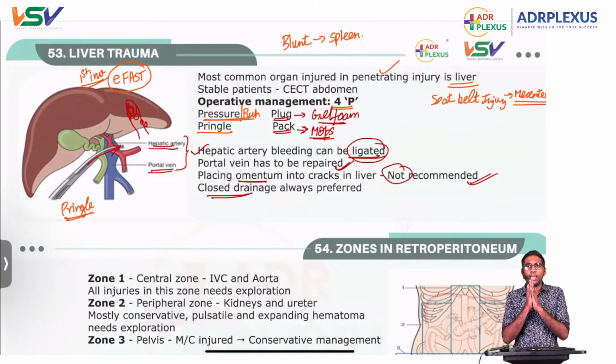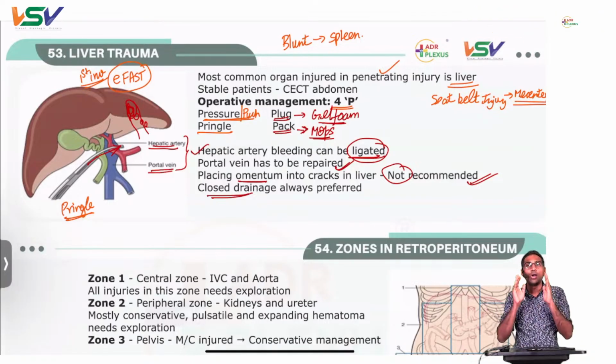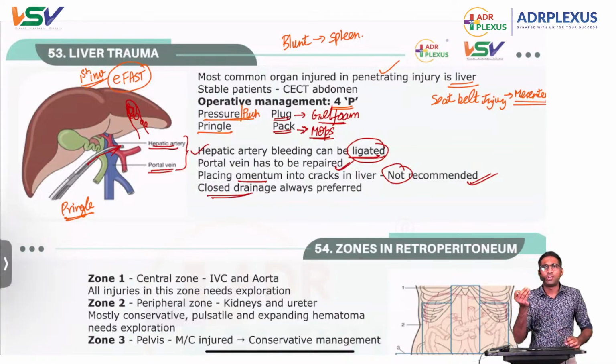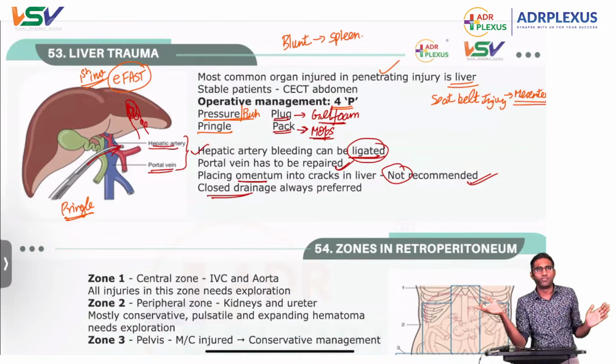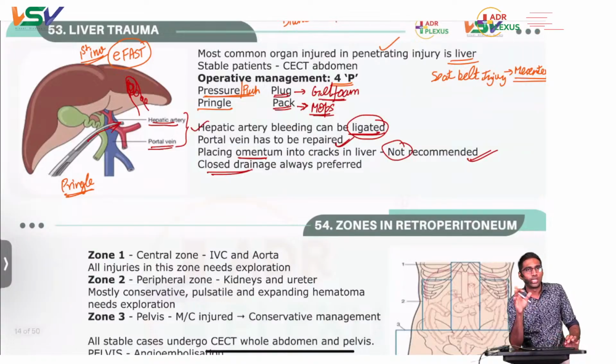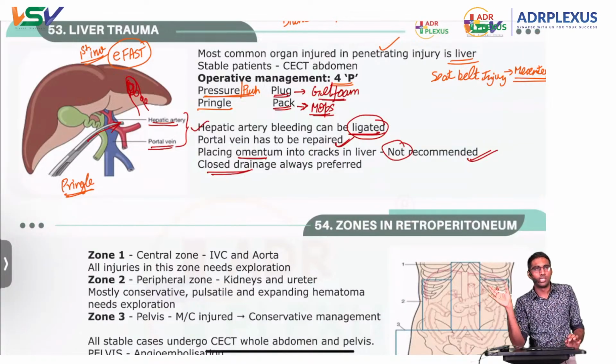if the patient is also unstable, E-FAST. E-FAST is the basic investigation in all cases of blunt trauma. E-FAST will just take 5 minutes. Till you put the IV line and all those things, you will complete the E-FAST itself. So E-FAST is a basic procedure that has to be done in all blunt trauma cases.